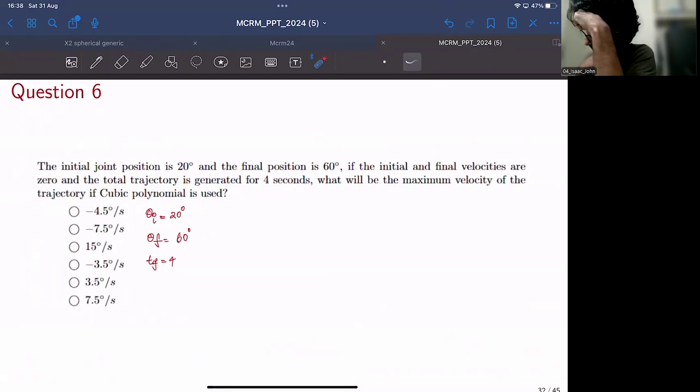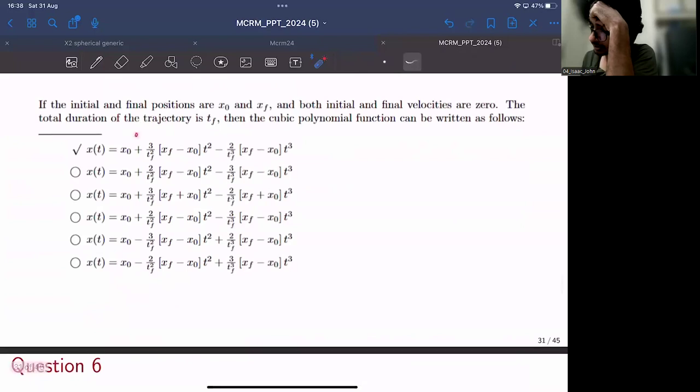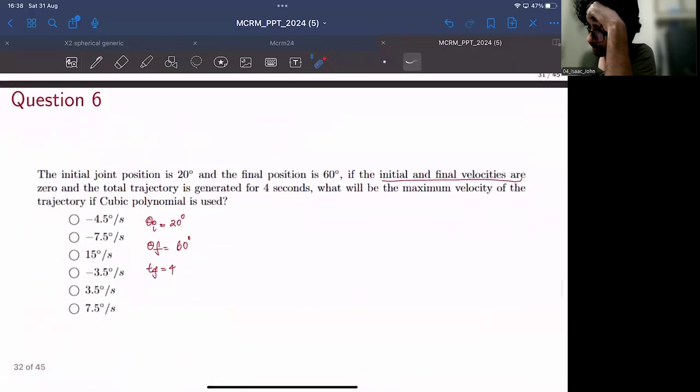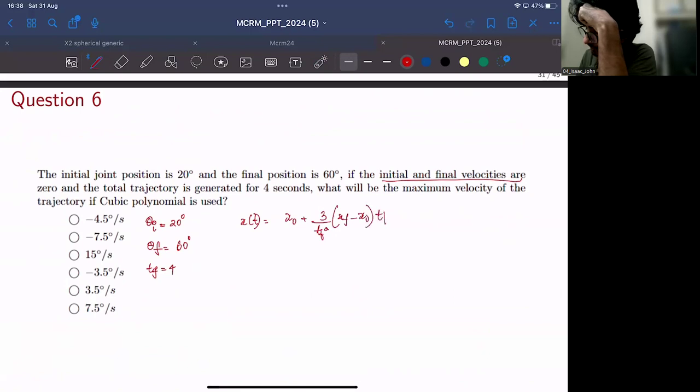So how do you do that? Since the initial and final velocities are 0, you can always carry forward this expression. So I'll write it over here. X of t as x0 plus, I think it's 3 by tf square, xf minus x0, this will be t square minus 2 by tf cube, x0 minus xf, t cube.